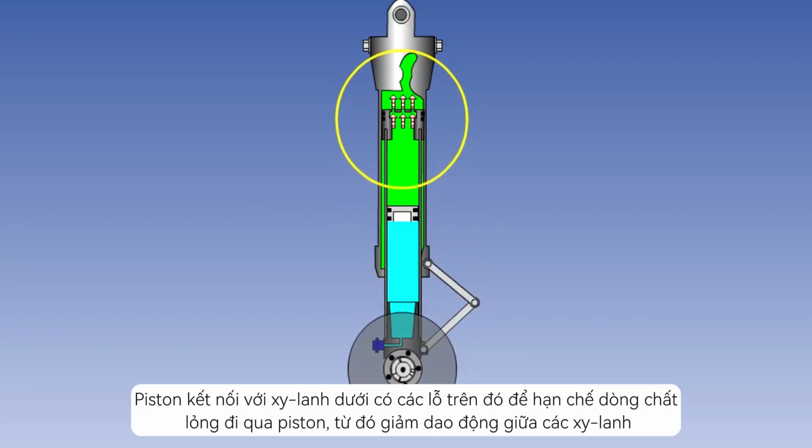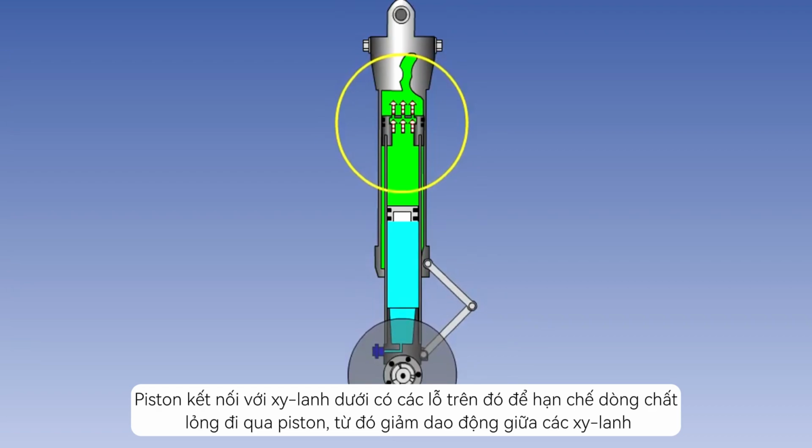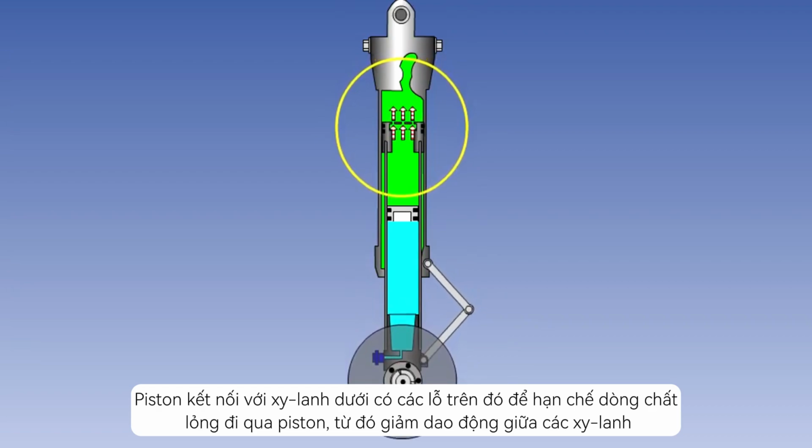The piston connected to the lower cylinder has holes in it which restrict the flow of fluid through the piston, thus dampening the movement between the cylinders.